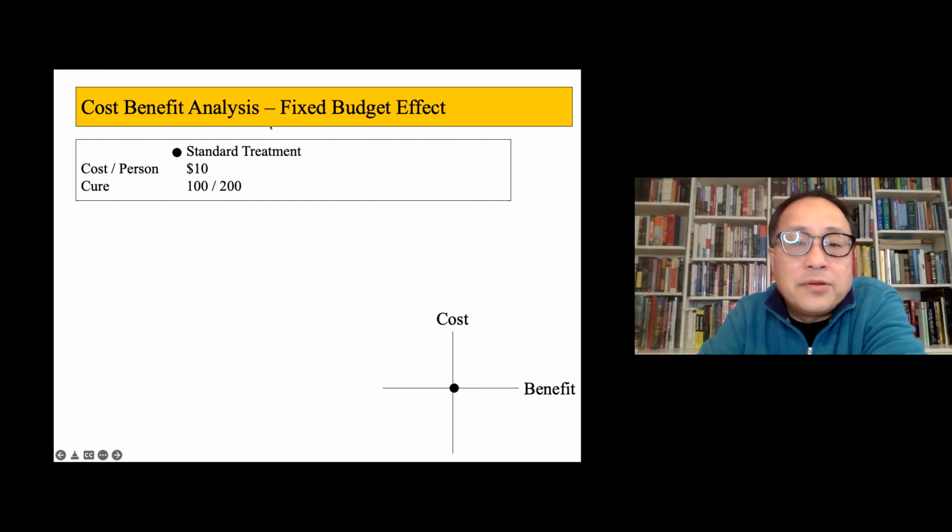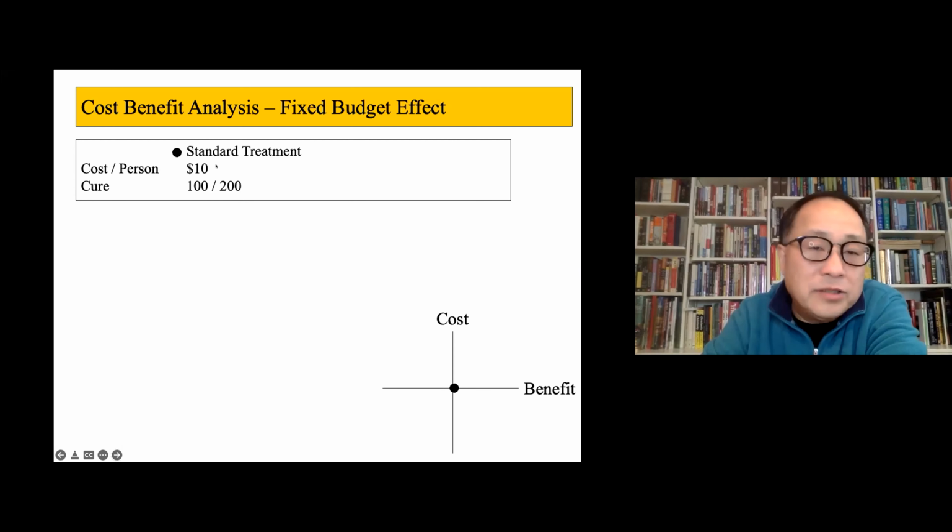Along those lines, there's this phenomenon that I became very familiar with, which is called the fixed budget effect. I think it's best illustrated using a hypothetical example. Let's assume there's a standard treatment for a serious illness, and it costs $10 per person to treat. Let's say it's a medication where a 10-day course costs $10, and it has a 50% cure rate, because none of these medicines are perfect, obviously. So out of 200 people that you treat with it, 100 might be cured with this intervention.